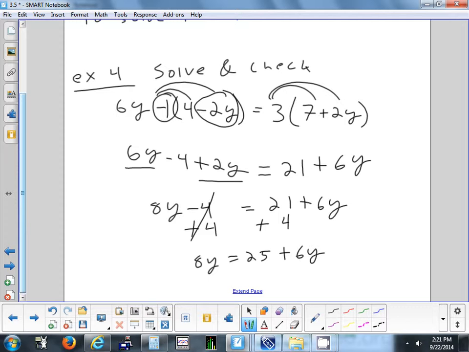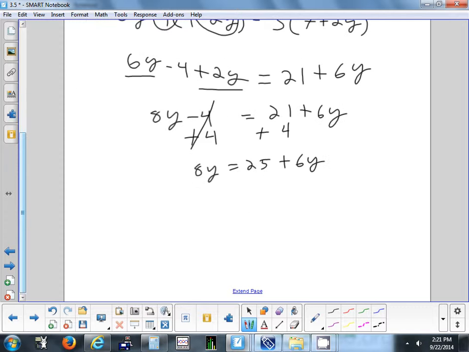So what would I do next, Kayla? Subtract 6y from 8y. Yes, subtract 6y. Good job, I like how you said that. What's 8y minus 6y? 2y. And divide that by 2. And divide each side by what? 2. Yep.